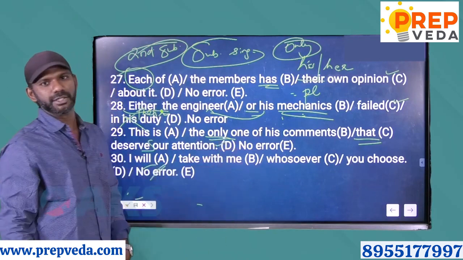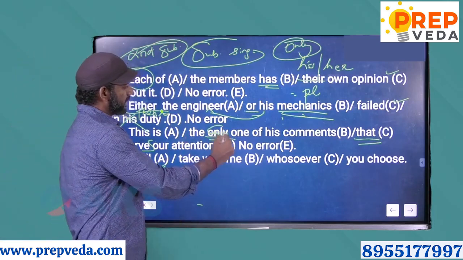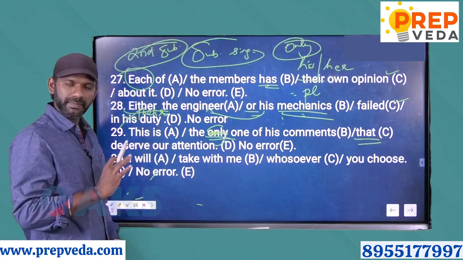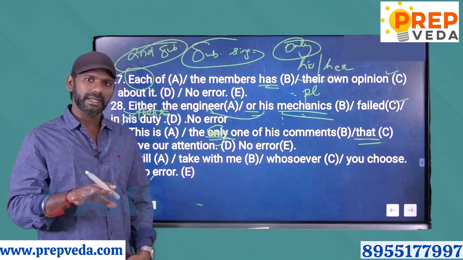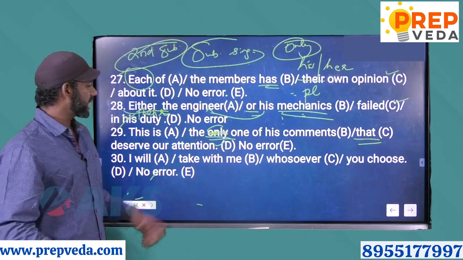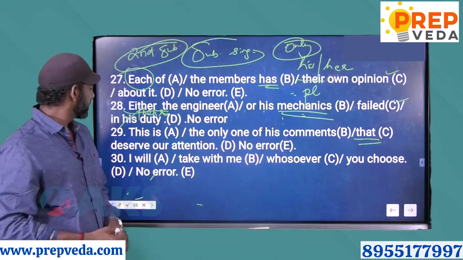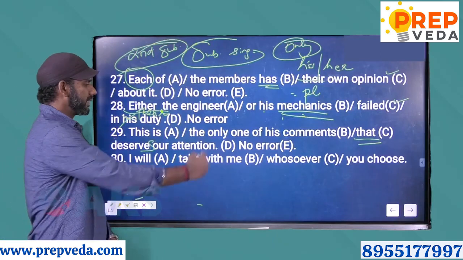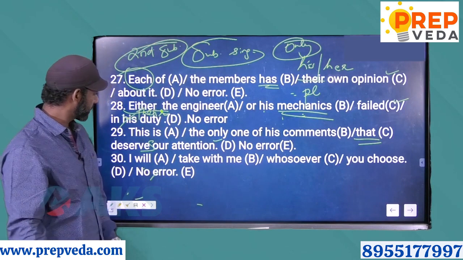The error is in part D. Right? If I remove the word only, this is one of his comments that deserve our attention. Completely fine. That means many of his comments deserve our attention, and among the comments that deserve our attention, there is just one among them. But as the word only is there, we are talking only about one comment, the exception that we discussed. So this is the only one of his comments that deserves our attention. The error is in part D. Got it? The next one.